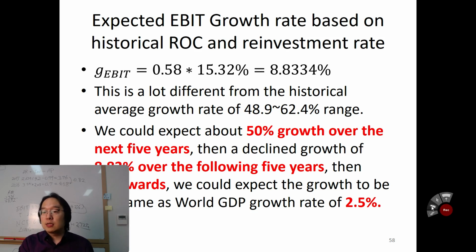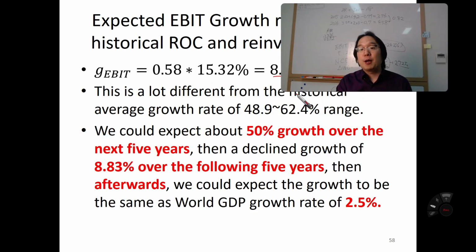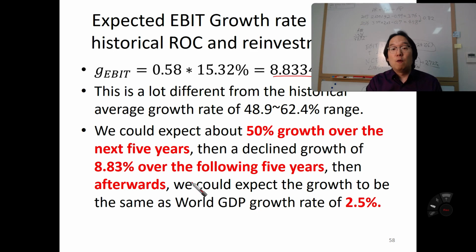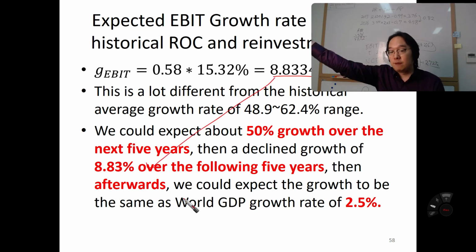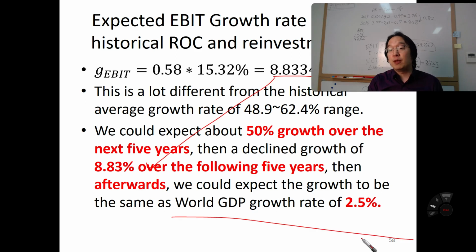And you will realize this is a lot different from the historical average growth rate of the 50 to 60% range. We could expect about 50% growth over the next 5 years, okay? Then a declined growth rate of 8.83%, which comes from this, over the following 5 years. And then afterwards, we could expect the growth rate to be the same as the world GDP growth rate of 2.5%, which comes from World Bank data.